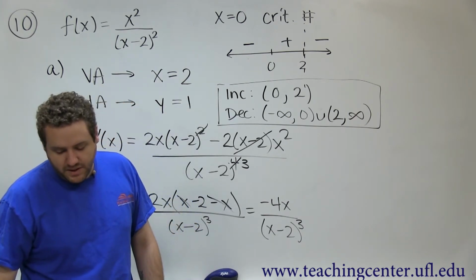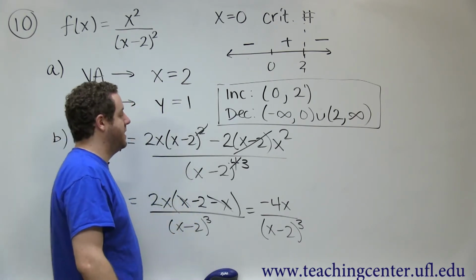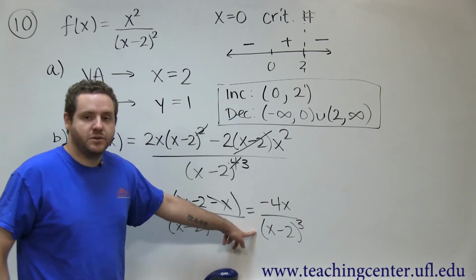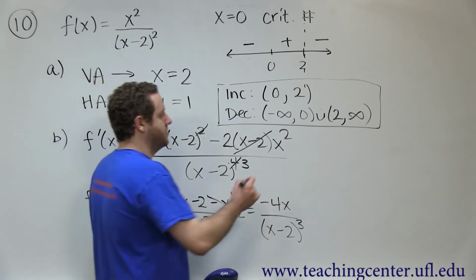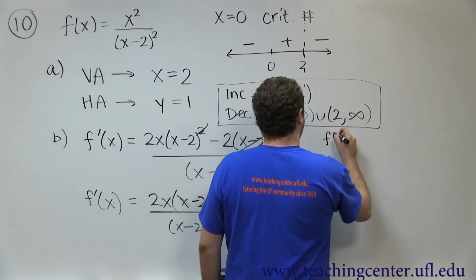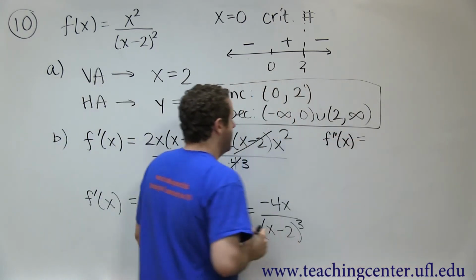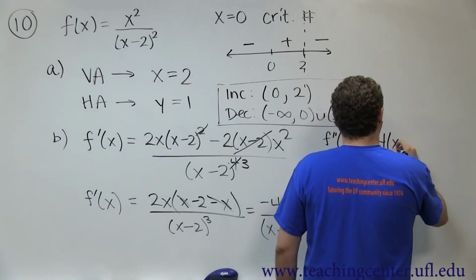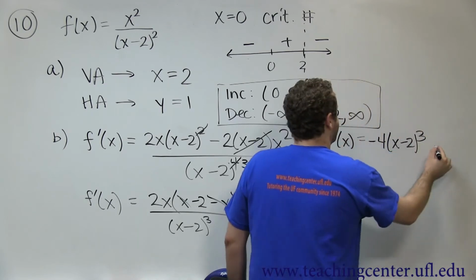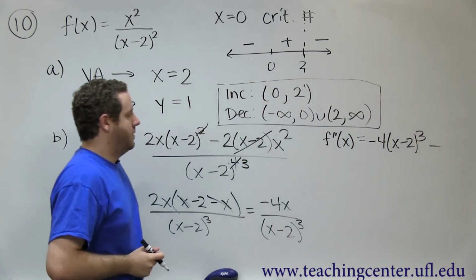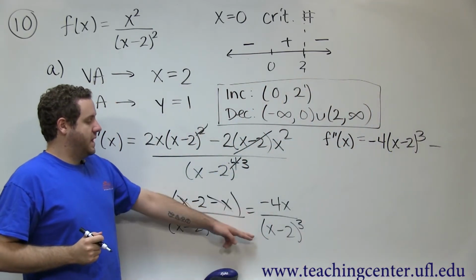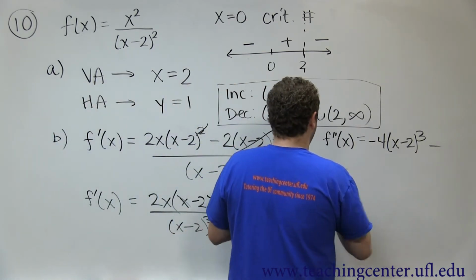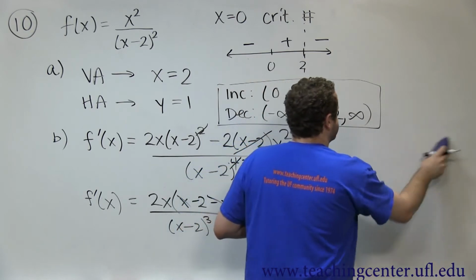We also need to find the intervals of concavity, and that requires that we do the second derivative. So let's start here and do the second derivative. Again, we need to do quotient rule. So the derivative of the top is just negative 4 times the bottom, x minus 2 cubed, minus the derivative of the bottom times the top. Well, let me write this a little bit better so you guys can see it all in one line.